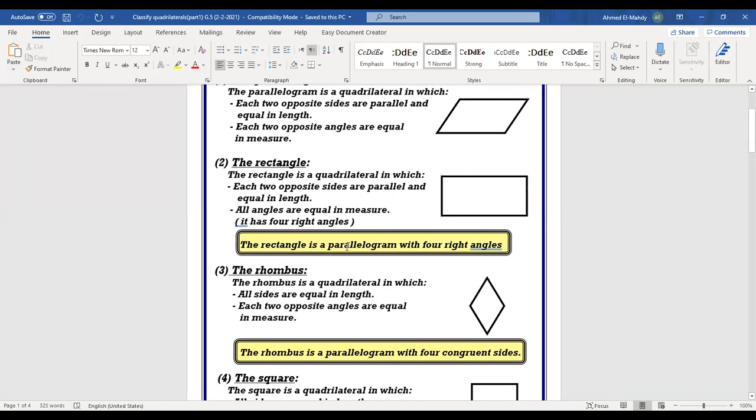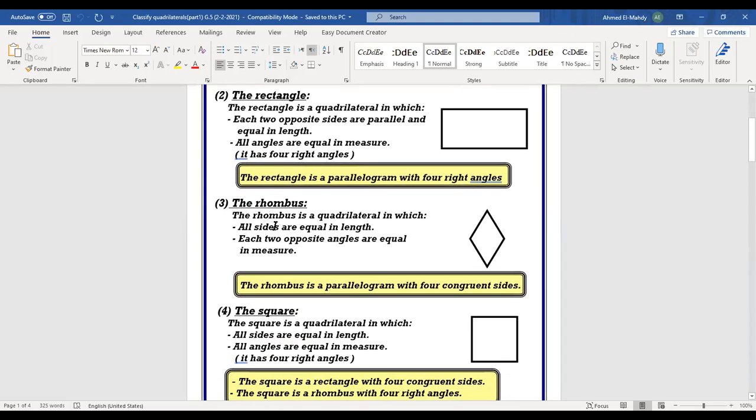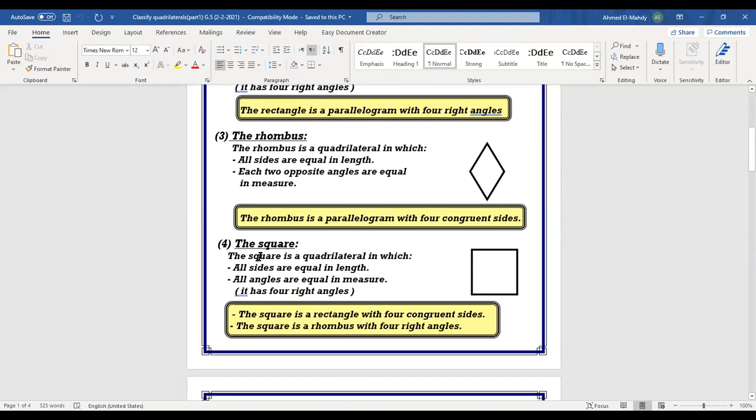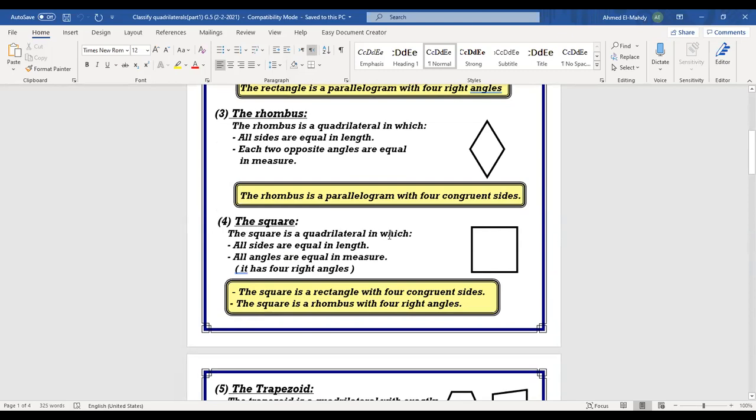For that, if we match the rectangle and the parallelogram, the rectangle is like the parallelogram, but it has four right angles. The rhombus is a quadrilateral in which all its sides are equal in length, the four sides are equal in length, and each two opposite angles are equal in measure. For that, the rhombus is like the parallelogram, but it has four congruent sides. The word congruent means equal.